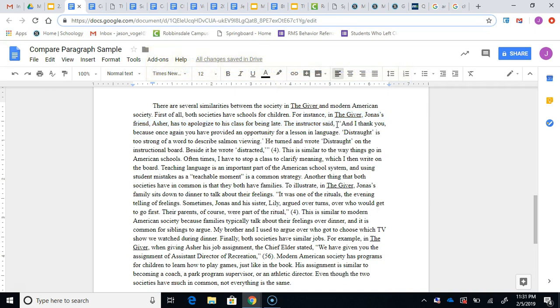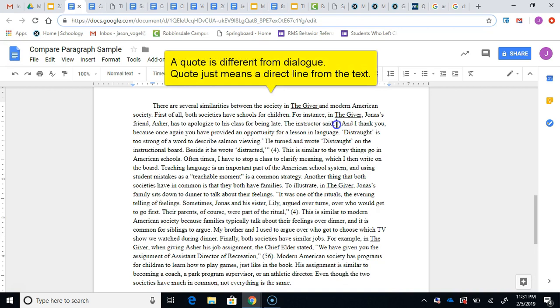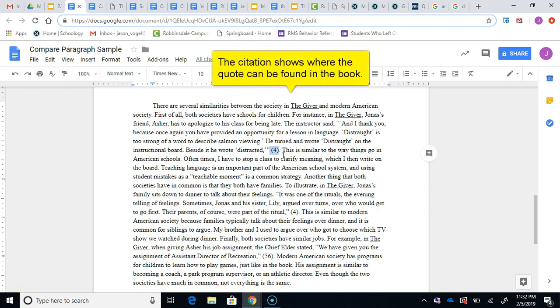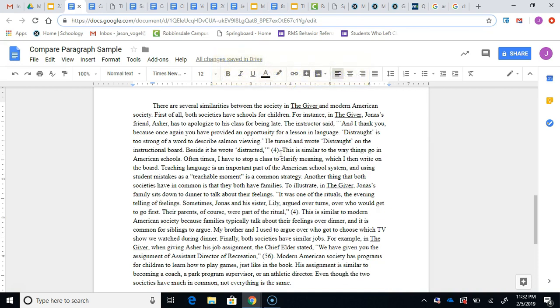Now I can put my quote. "And I thank you because once again you have provided an opportunity for a lesson in language. Distraught is too strong a word to describe salmon viewing." He turned and wrote distraught on the instructional board. Beside it he wrote distracted. I close my quotation, ending it with a comma instead of a period because I always have to put the citation, which in this case is the page number, so I can show the reader where they can find that quote in the book. I end the whole thing with a period.